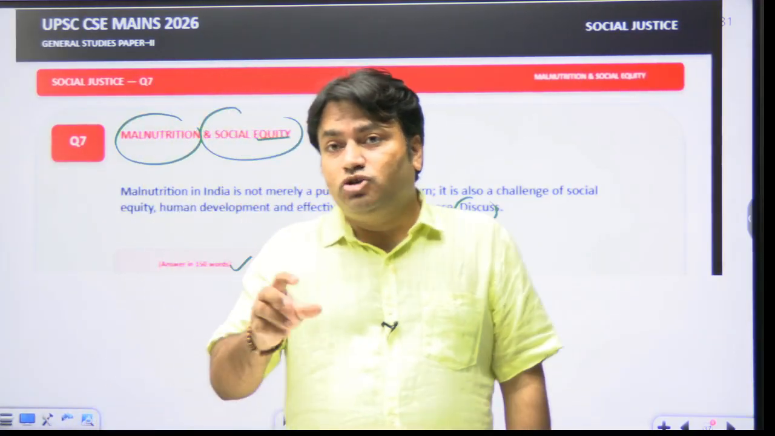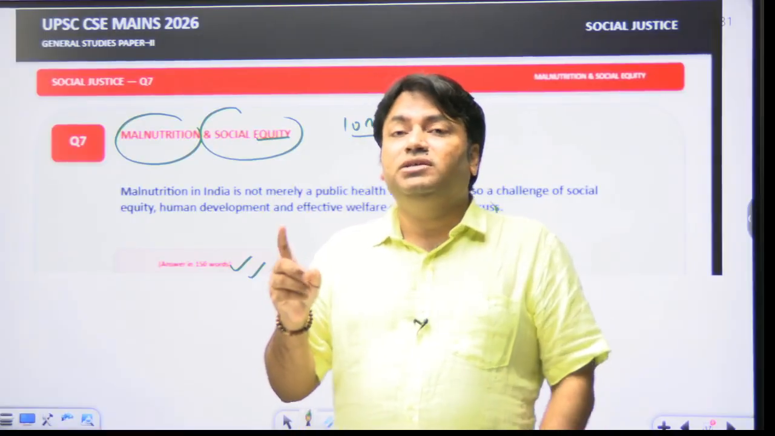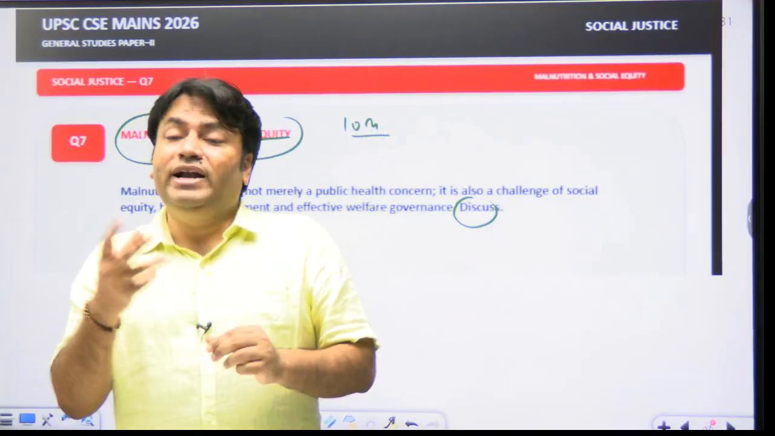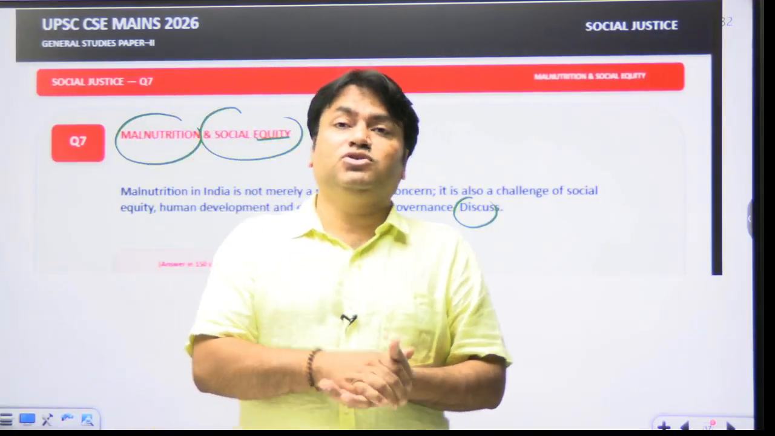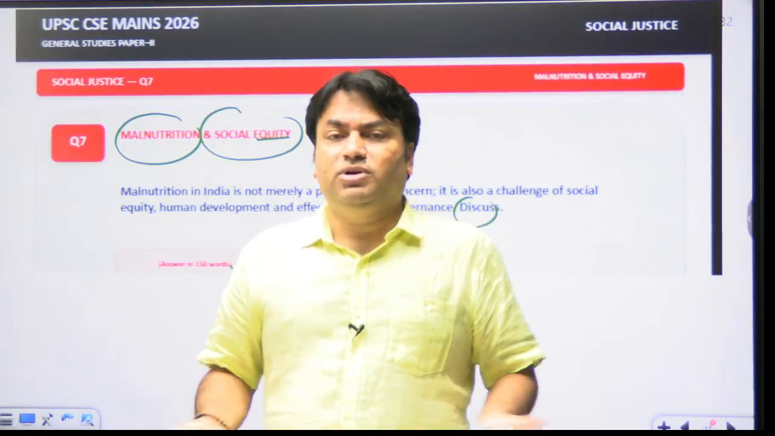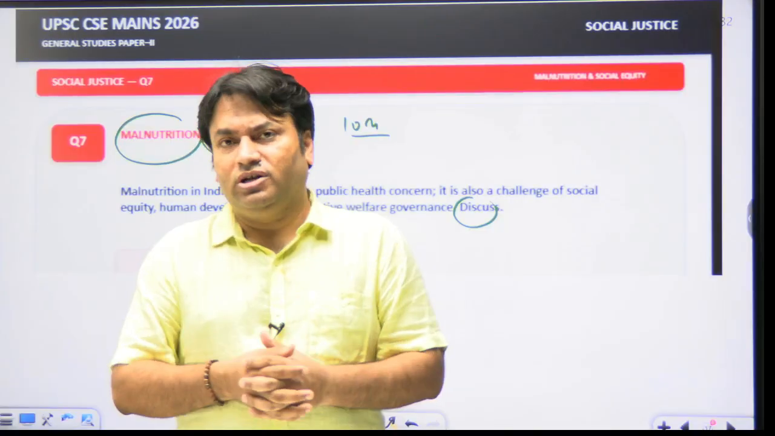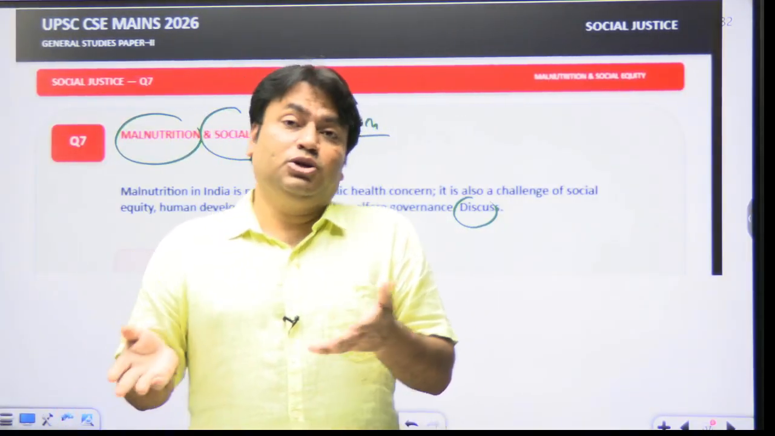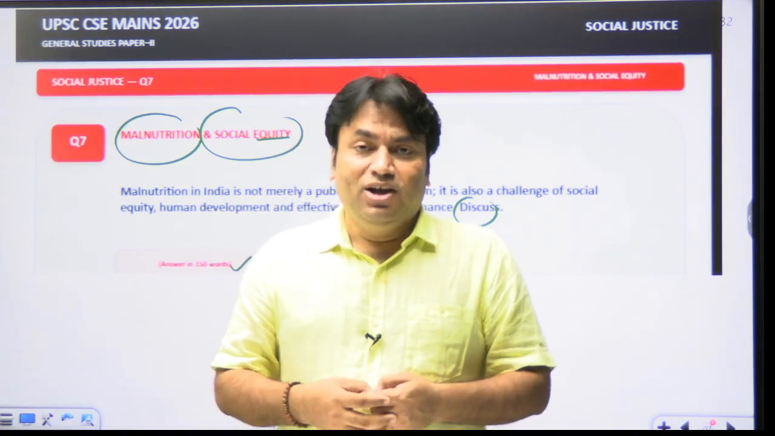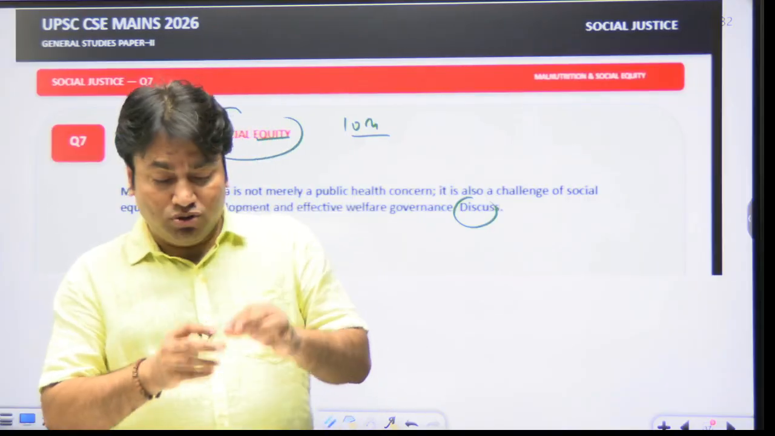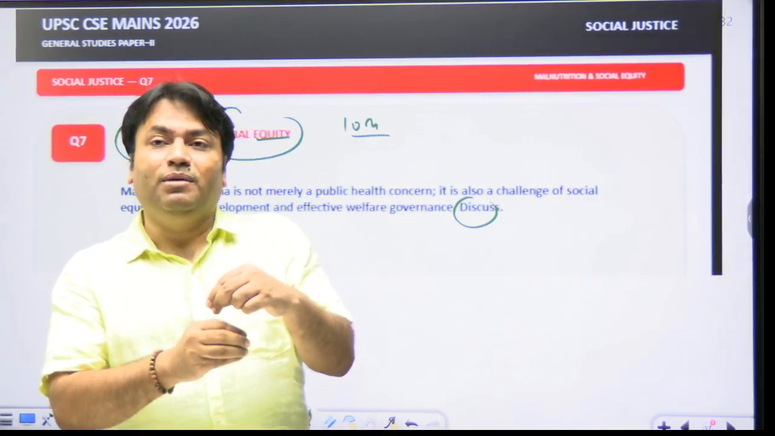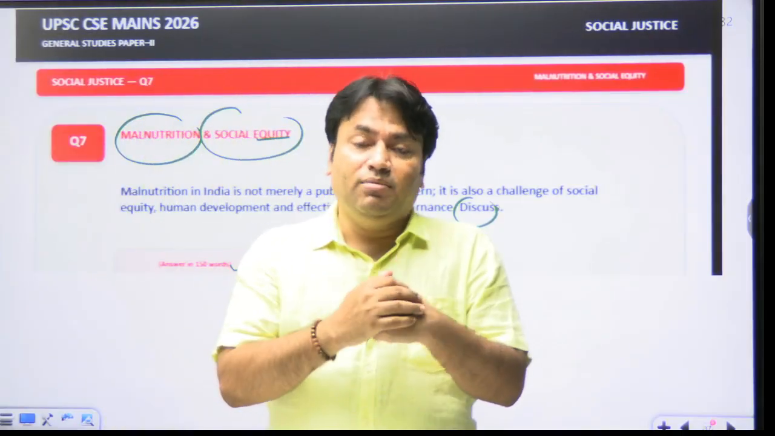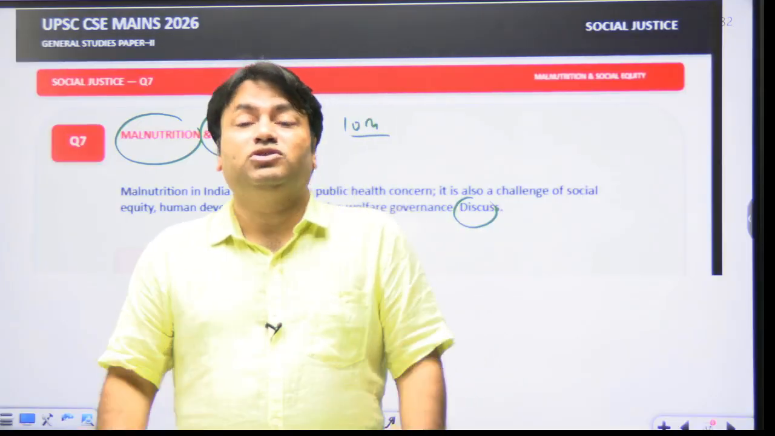So when we talk about malnutrition, it is a cause of inequality, and it is also a consequence of inequality. It is possible that the same statement could be asked as a question: malnutrition is both a consequence and a cause of inequality, explain. Again, the question will be the same, but words will be different. So always remember that malnutrition is a cause of inequality, and at the same time, malnutrition is also the consequence of inequality.